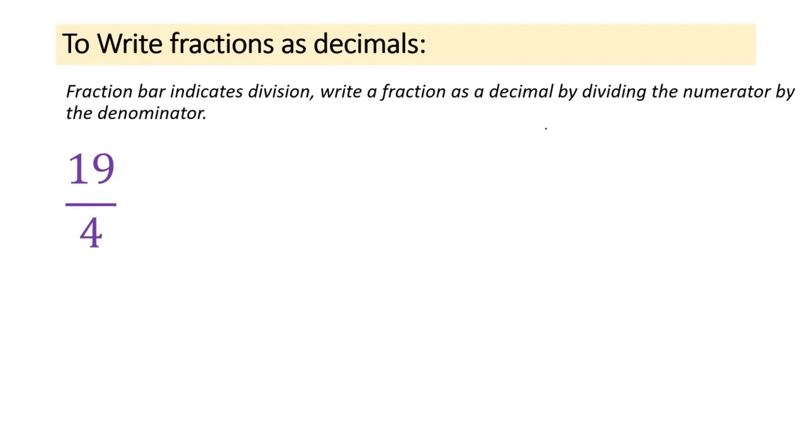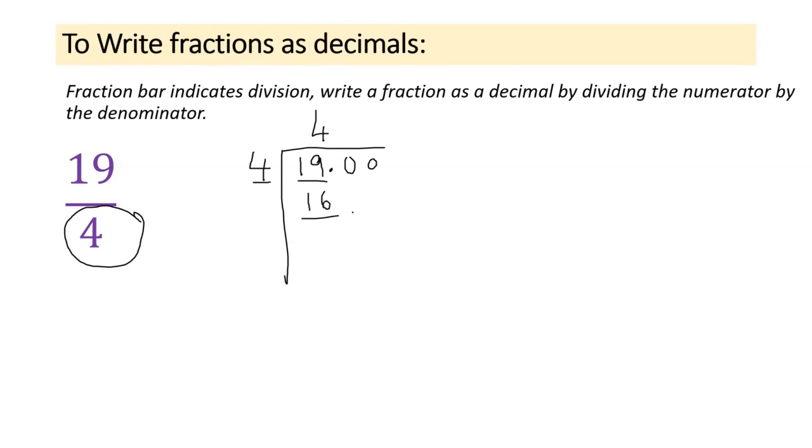Let's try to write a fraction as a decimal. Fraction bar indicates division also. So writing a fraction as a decimal, basically we're dividing the numerator by the denominator. In this case, the 4 is your divisor, which will go out, and 19 is your dividend, which will go in. You can write 19 as 19.00. 4 goes into 19 4 times, which will give you 16. 19 minus 16 is 3. The decimal just carries above, and you want to bring down the 0.